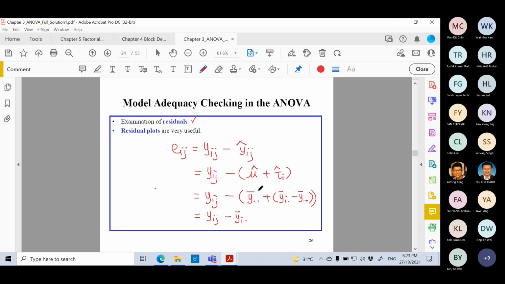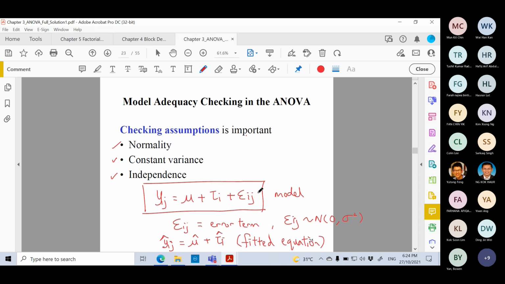This formula, if you know maximum likelihood estimation or least square estimation, you can derive it. Or if you have a textbook, you can see how they derive it. Okay. Similarly, for the tau i, you use the mean for the i dot minus the overall mean. So finally, your residue will equal Yij minus y bar i dot. Okay, so this is the residue formula under this model.